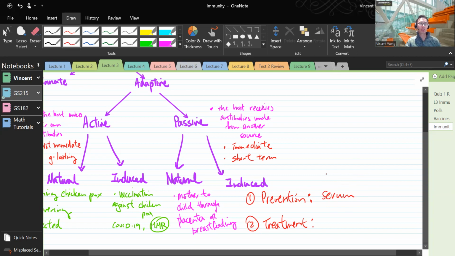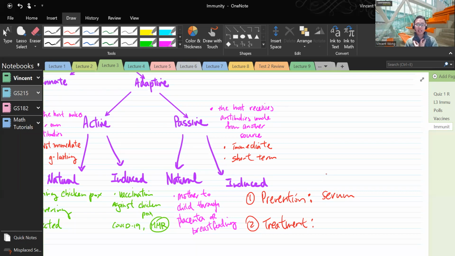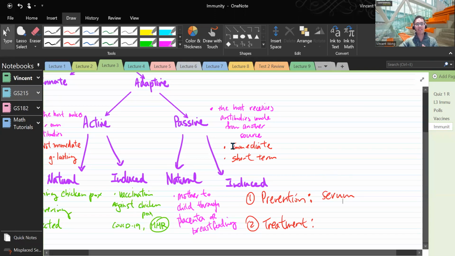The serum would contain antibodies that would protect you from that disease. As soon as I receive it, I will be protected, and then I go on my trip. I hopefully won't get sick. But after I come back, the antibodies will eventually break down, and I will lose that protection. So I have immediate protection when I receive the serum, but it's short-term protection.